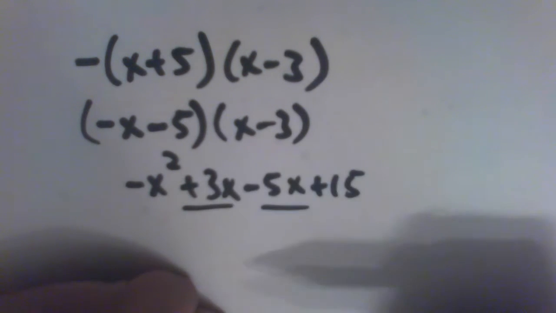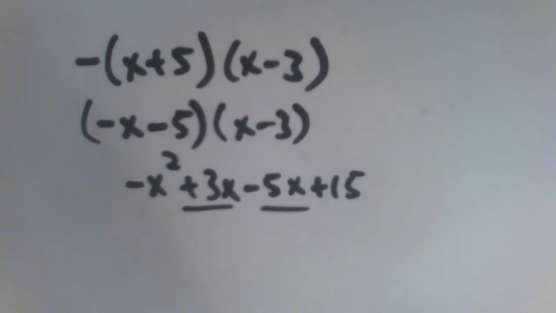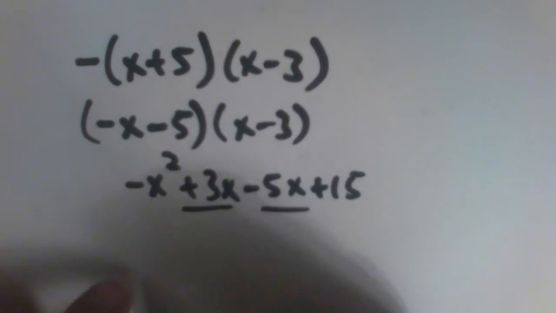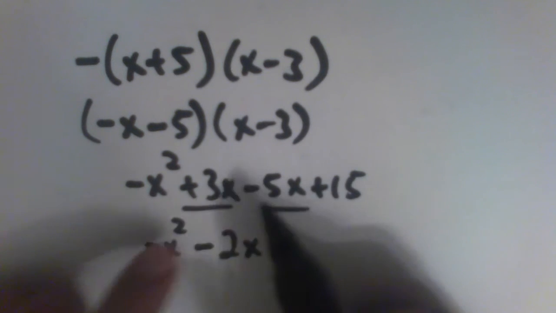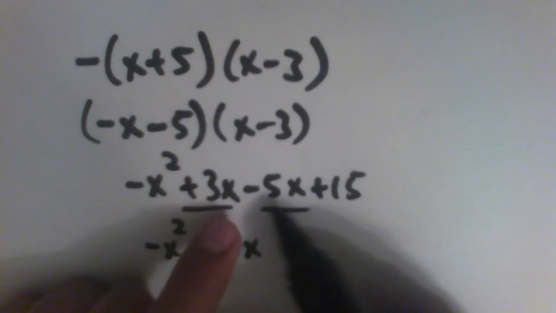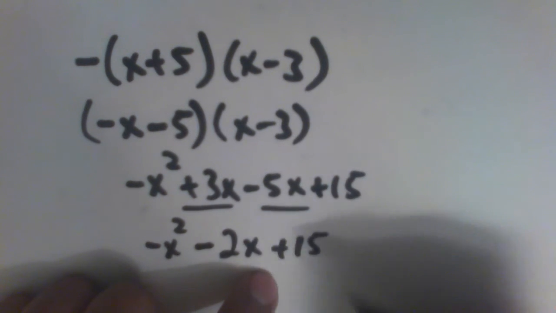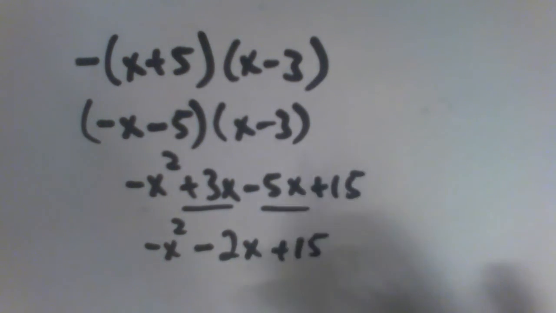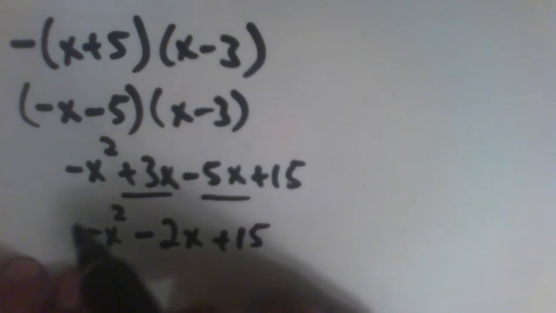Right here and here, we can simplify it, right? We have a 3x and we have a negative 5x. So if we have a 3 of x and a negative 5 of x and we combine them, that's like saying 3 minus 5, right? 3 minus 5 is negative 2, so minus x squared minus 2x, right? Because it's a negative 2 when you combine these two, so that's why there's a negative right here. And then plus 15, right? But it's not the only way to do it, right? So here's the result when we distributed it first.